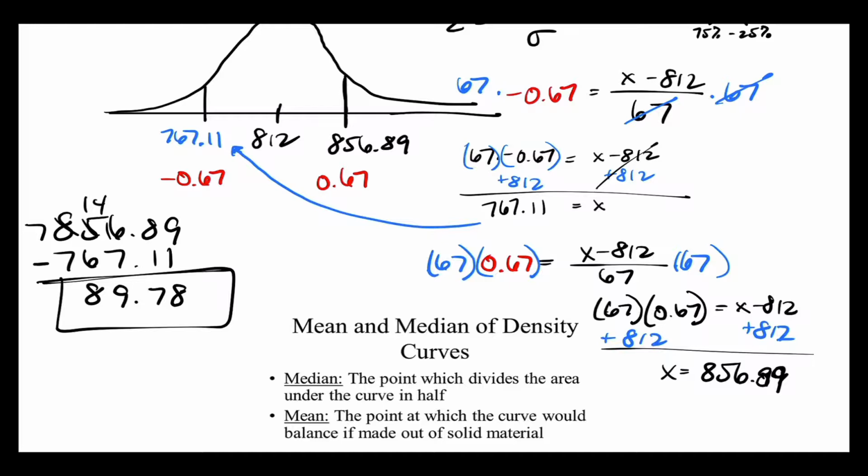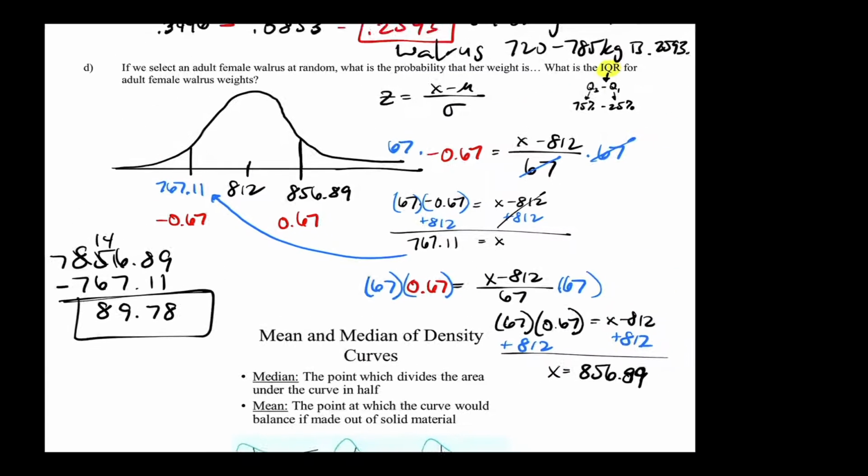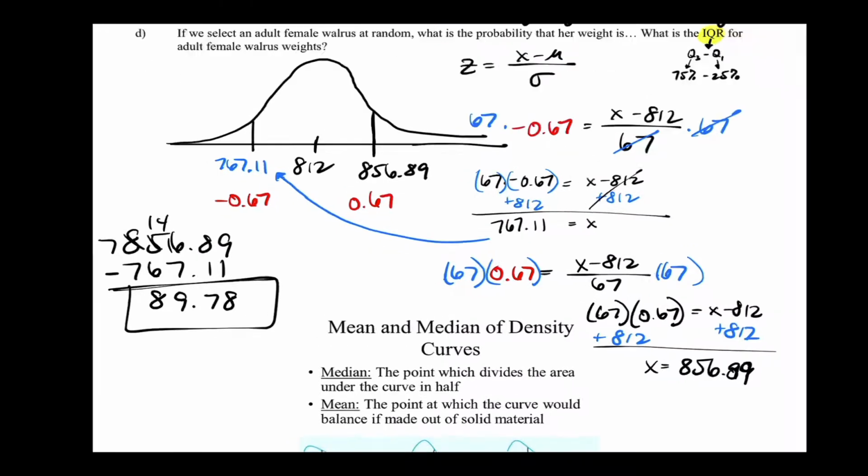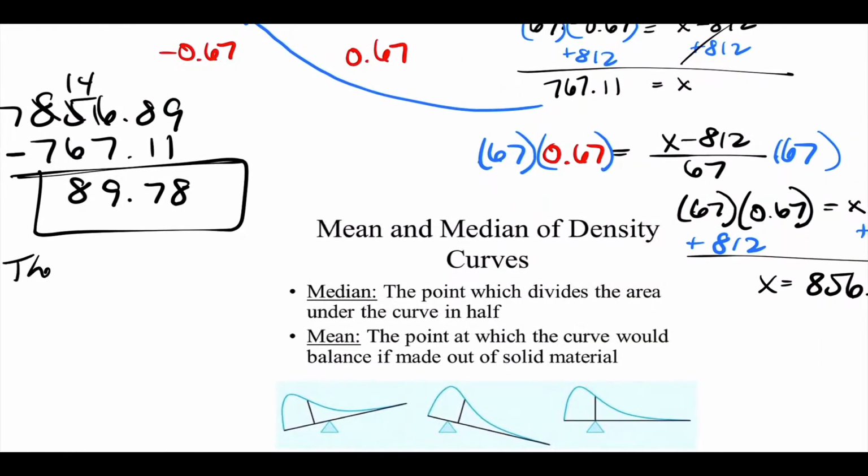Okay, so I did step 1, then I jumped to step 3. Now I have to go down to step 4, interpret. That's my answer. What does that answer mean? Well, it's the IQR. The IQR is 89.78 kilograms.